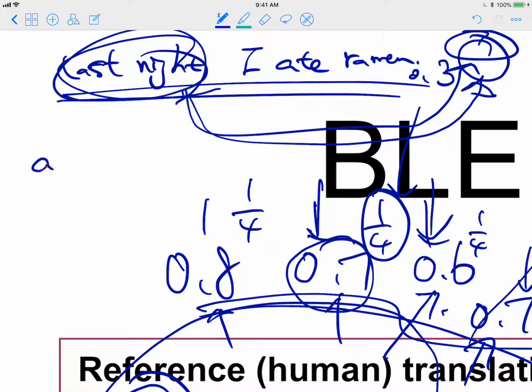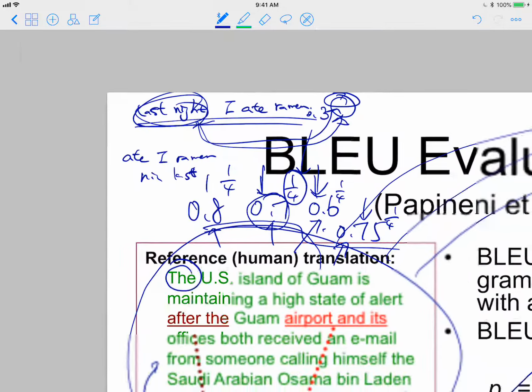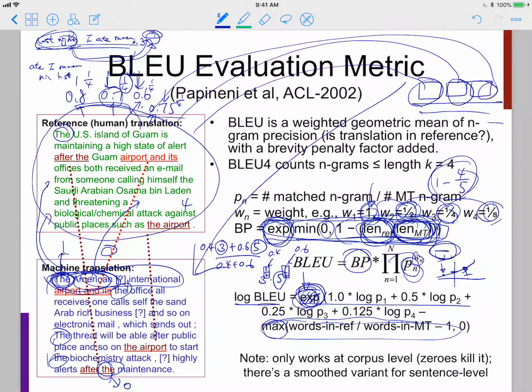In the case of unigram, "ate I ramen night last" will generate a perfect 100% precision for the unigram case. But in that case, it doesn't consider any kind of sequence information. So considering all these partial sequences is what is called the BLEU score.